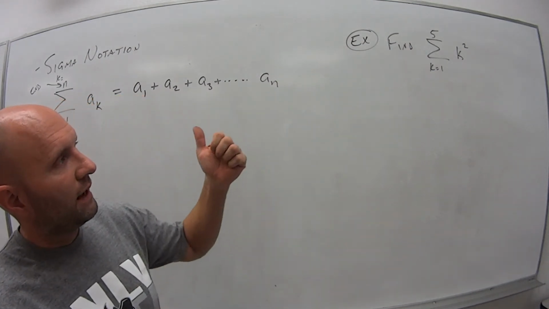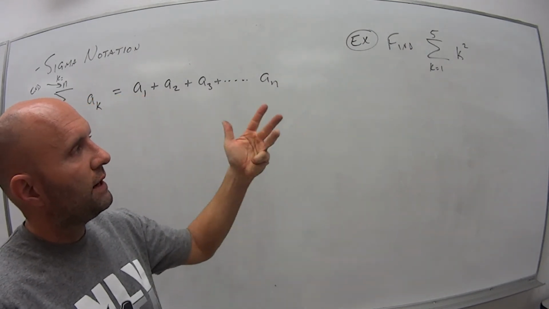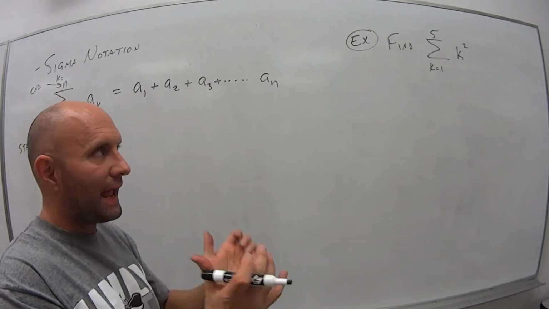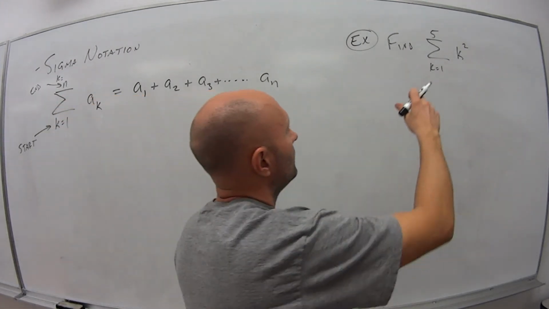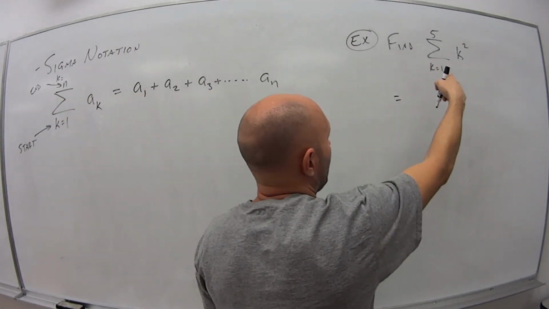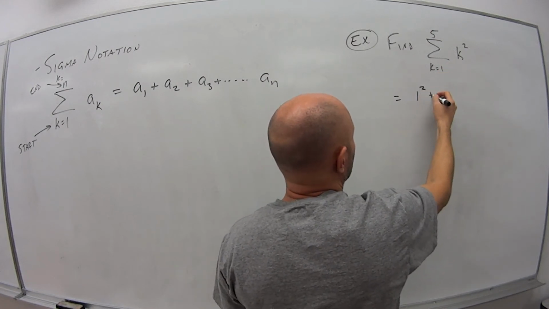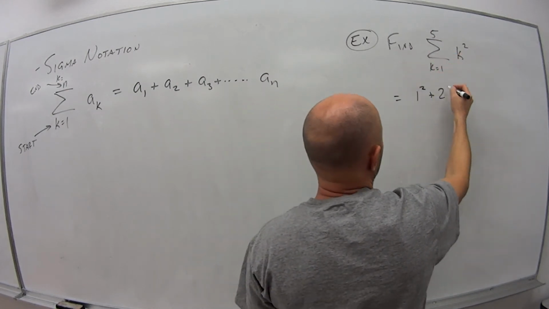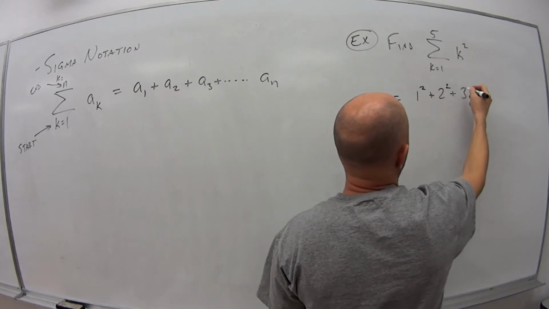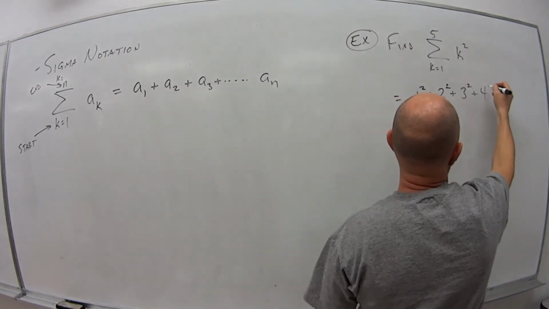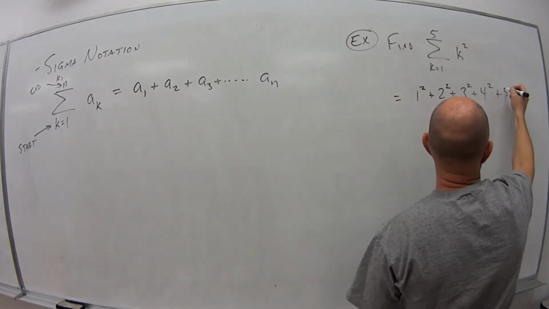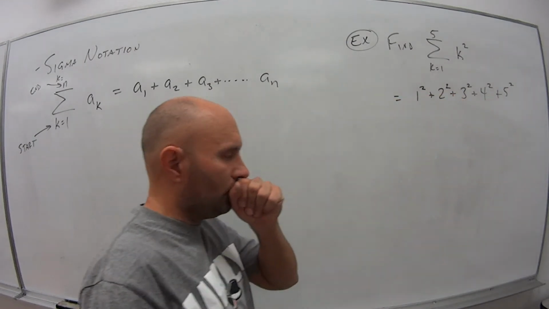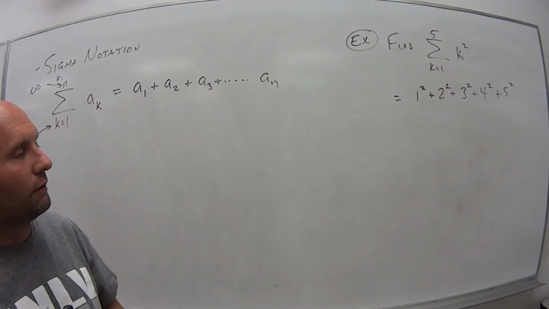So I'm plugging in k is 1, 2, 3, 4, and 5, and then adding all these numbers together. So we get what? Well, when k is 1, we get 1 squared. When k is 2, we get 2 squared. K is 3, 3 squared. K is 4, 4 squared. K is 5, excuse me, 5 squared.